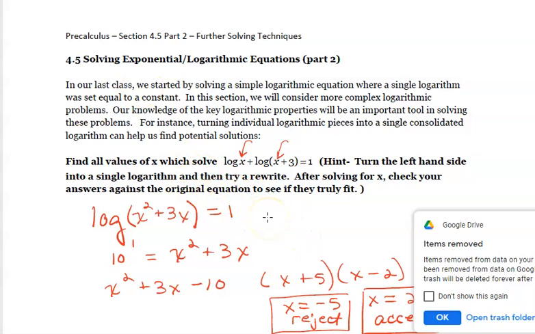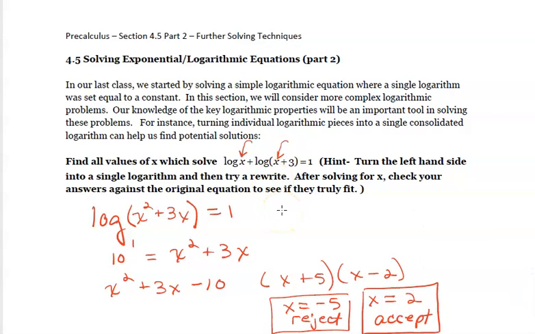Okay, in the last class, we started by solving some simple log equations. In this one, we're going to find some more complicated ones. So, for example, let's look at this first one. You can undo the product property by making this go back into a multiplication. So, doing that, I get log of x squared plus 3x equals 1.